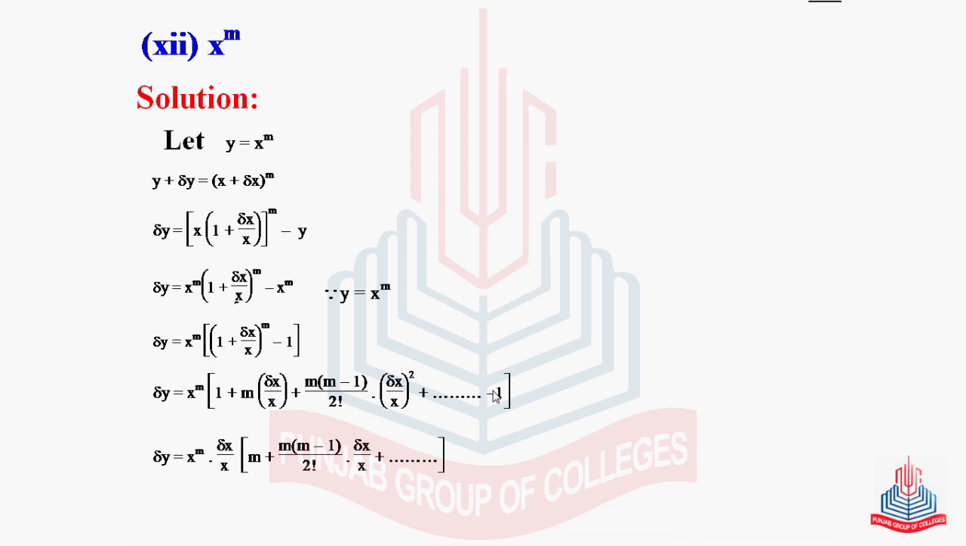This 1 and minus 1 will be cancelled out. This delta x over x will become a common factor. We have only m plus m into m minus 1 over 2 factorial delta x over x and so on.